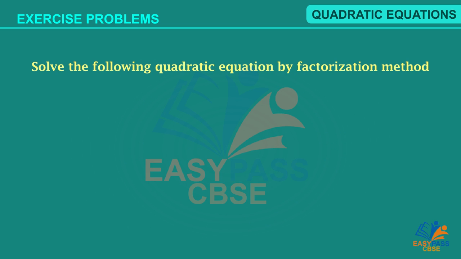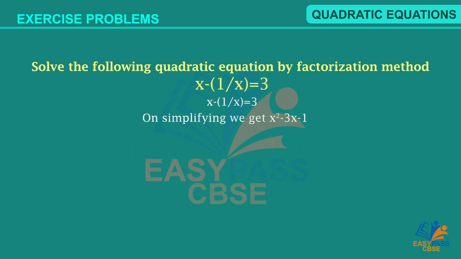Next question. x minus 1 over x is equal to 3. If you simplify, you get x square minus 3x minus 1 is equal to 0. Here, you need to find x square coefficient is 1 and constant is minus 1. Sorry, 1 into minus 1 equal to minus 1. But you need to get factors for minus 1 so that the sum of the factors is minus 3, which is not possible. So let us solve this equation by using the formula.